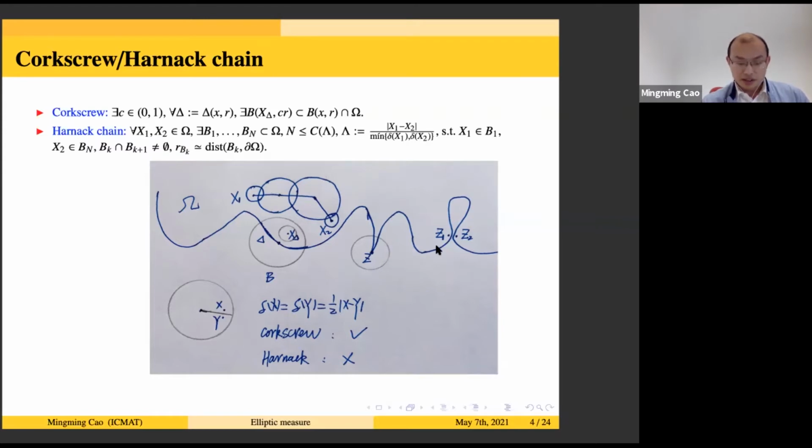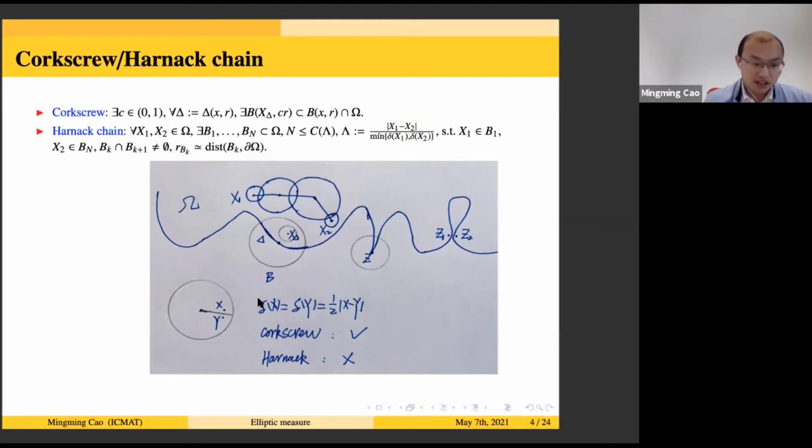Let us see the points Z1 and Z2. They are very close to the boundary, but the distance from Z1 to Z2 is comparable to delta Z1 and delta Z2. So this ratio is comparable to 1, but it needs a lot of balls to connect these 2 points. The balls should be in the domain. Thus, for these 2 points, the Harnack chain condition fails.